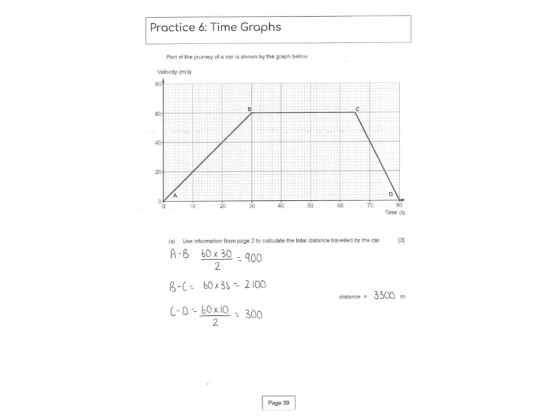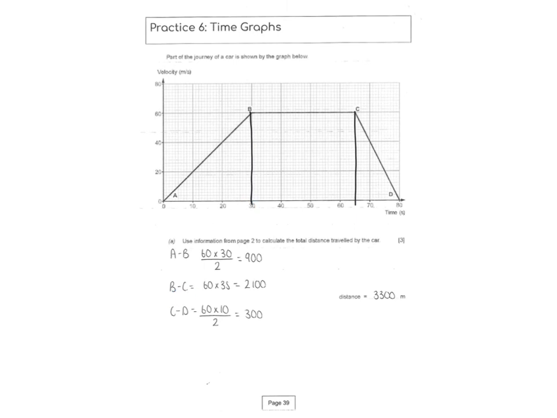Part of a car journey is shown on the graphs below. Use the information on page 2 to calculate the total distance travelled by the car. So again, I have to do the exact same thing. You have to split it into 3 to make it easier. And then between A and B, we have 60, so our speed, times 30 seconds divided by 2, because it's a triangle, gives me 900.